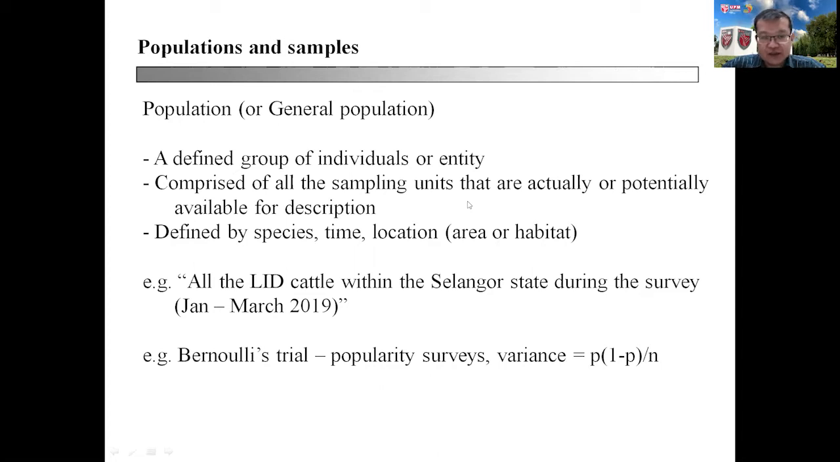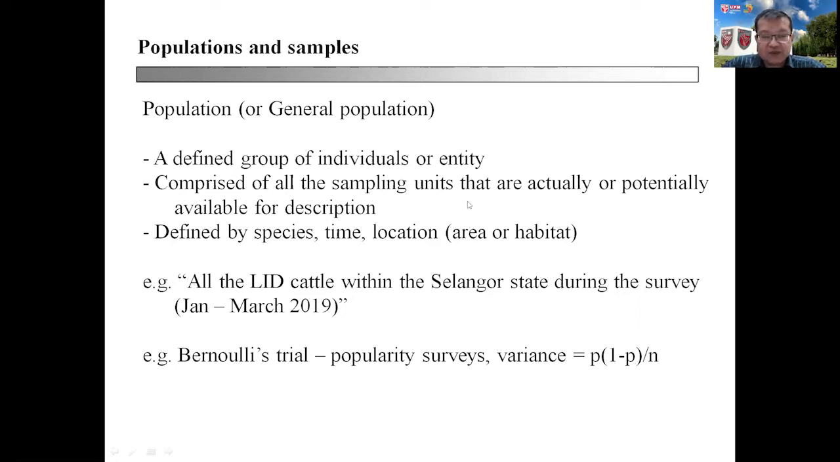This session is about populations and samples. We'll be reviewing important points on what populations actually are, which form the basis from which we draw our samples, and then we shall be talking about how this is eventually applied to a population survey.